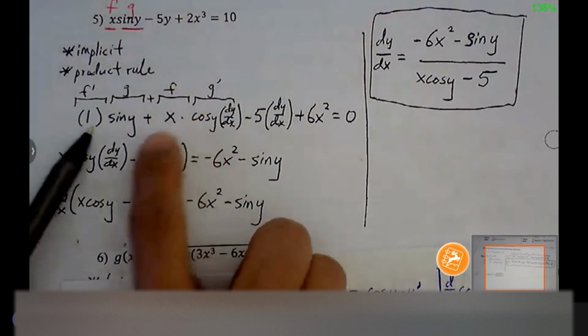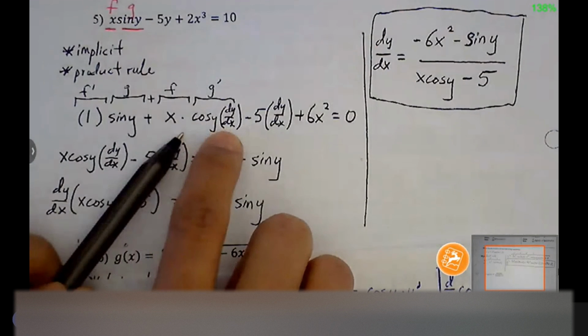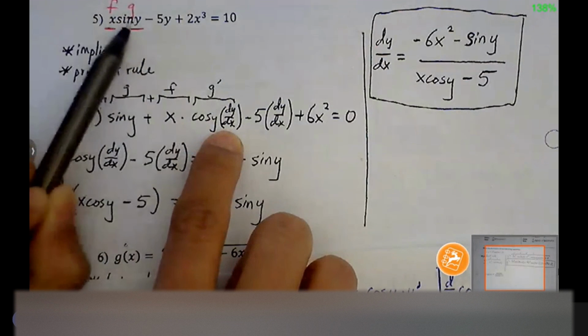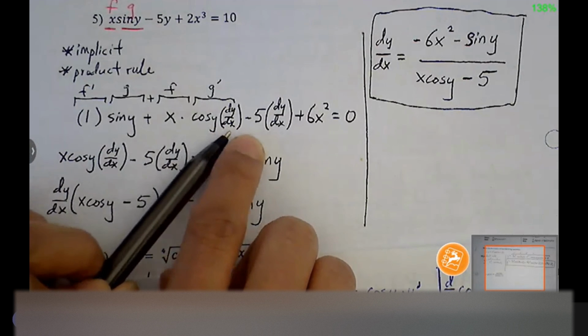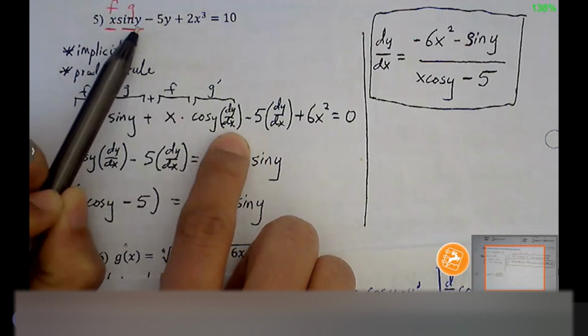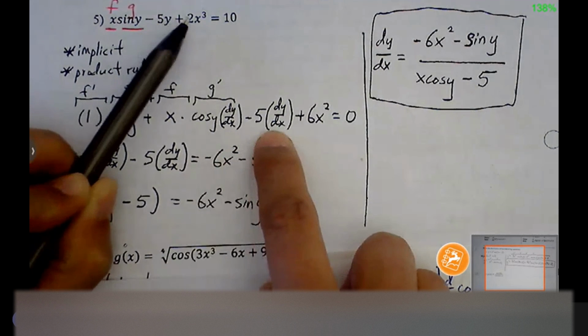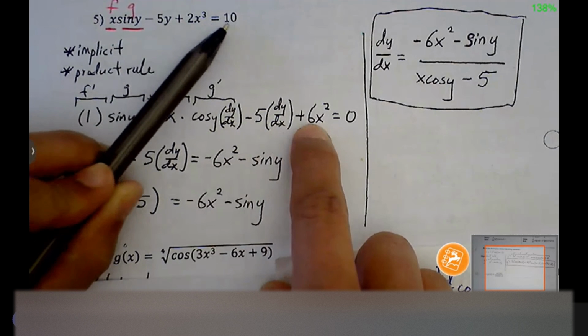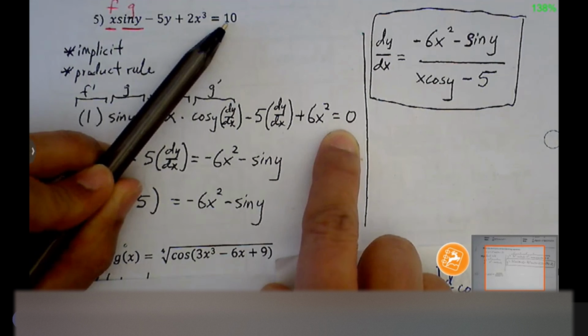Okay, so first up, f prime times g plus fg prime. So x stays, and then sine y's derivative becomes cosine y. We need to include that dy dx, right? Because this has a y in it. 5y becomes 5 dy dx. 2x cubed becomes 6x squared, and 10. Careful, we don't keep that 10, right? That 10 is going to turn into a 0.